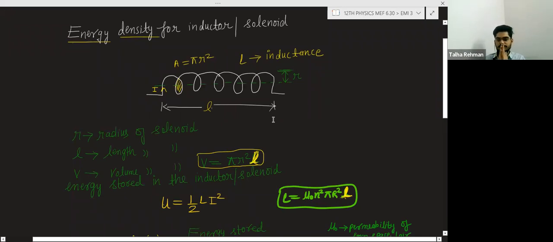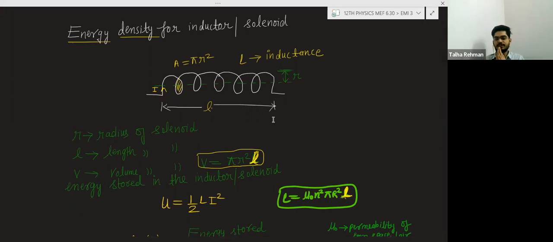So first we have calculated the energy. After that we have calculated the volume, and energy divided by volume is energy density. Note down. And with this, this chapter is finished now. There is one more topic, eddy current, in this, but that is removed from your syllabus.